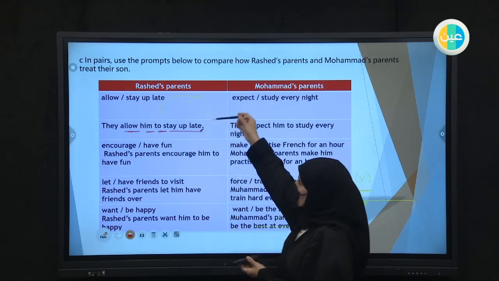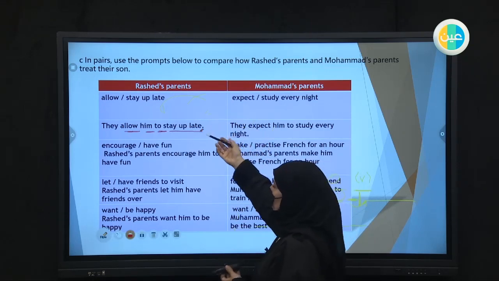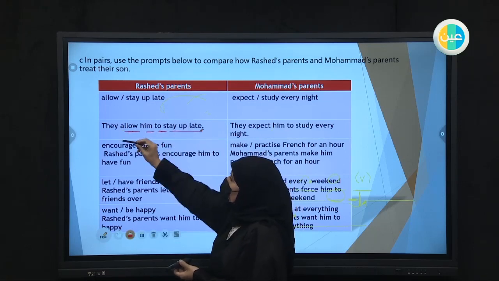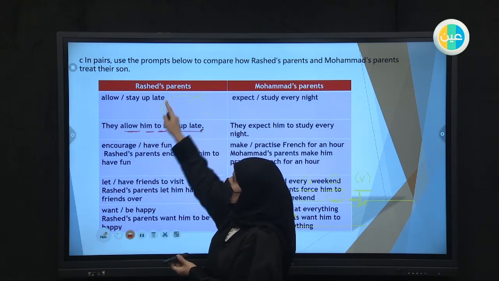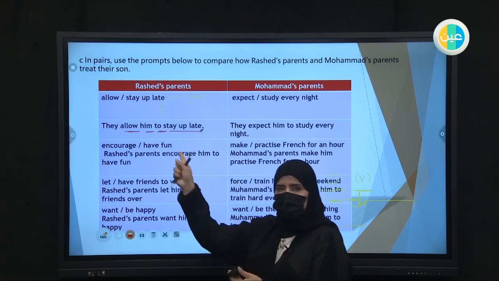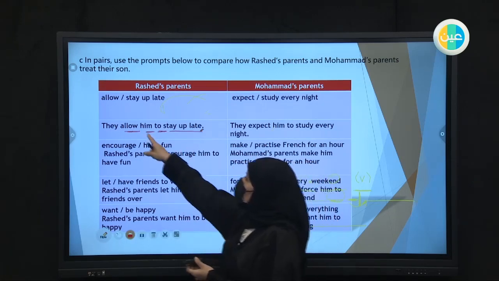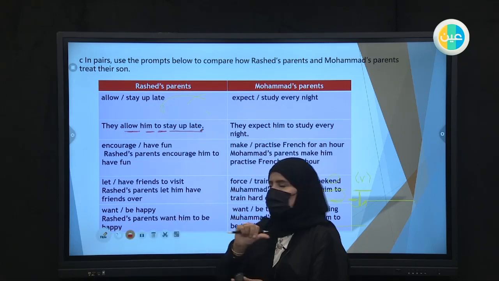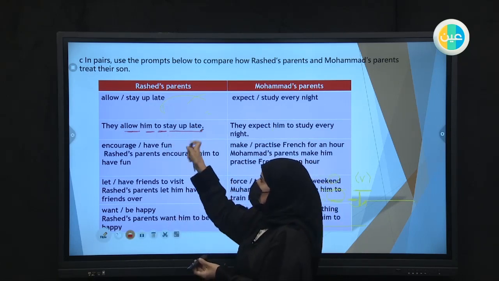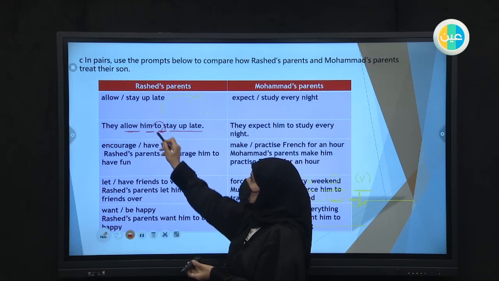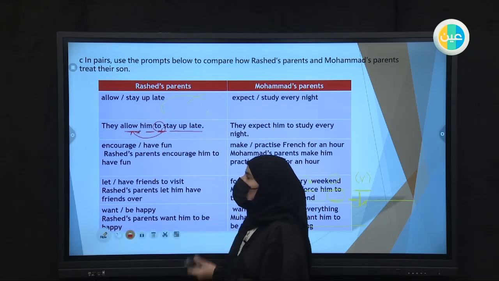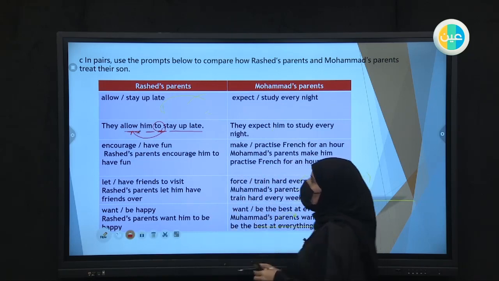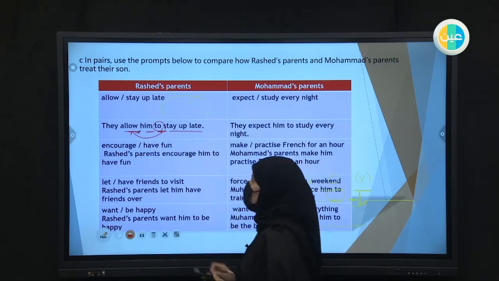So Rashid's parents' way is that they allow him to stay up late. So they refers to whom? To Rashid's parents. Then allow means allow him, or allow Rashid, to stay. Why did we write to here? Because of the verb allow. So we have to write to, then the verb in base form.